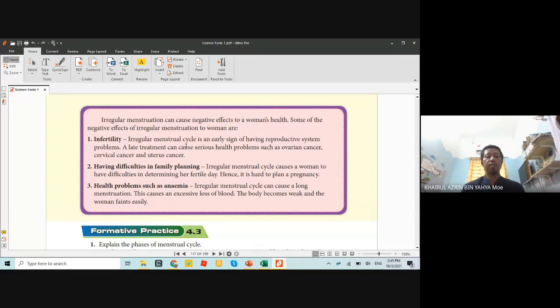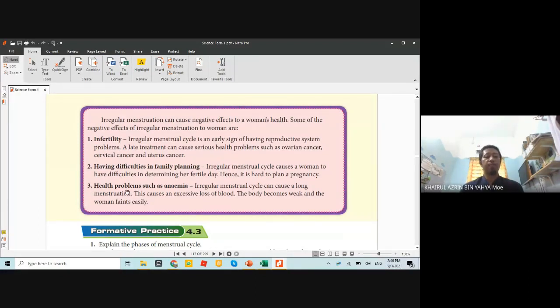Irregular menstrual cycle is an early sign of having reproductive system problems. A late treatment can cause serious health problems such as ovarian cancer, cervical cancer, and uterus cancer. Number two, having difficulties in family planning. Irregular menstrual cycle causes a woman to have difficulties in determining her fertile day, fertile day, waktu subur. Okay. Hence, it is hard to plan a pregnancy.